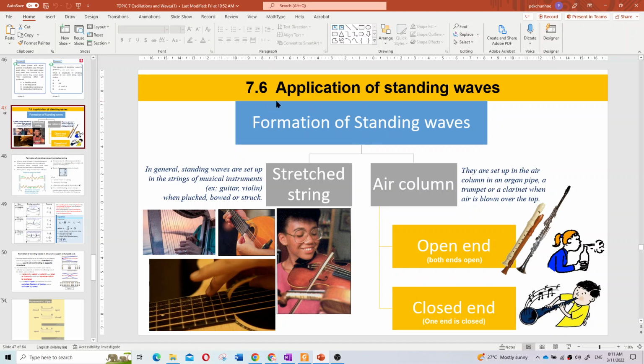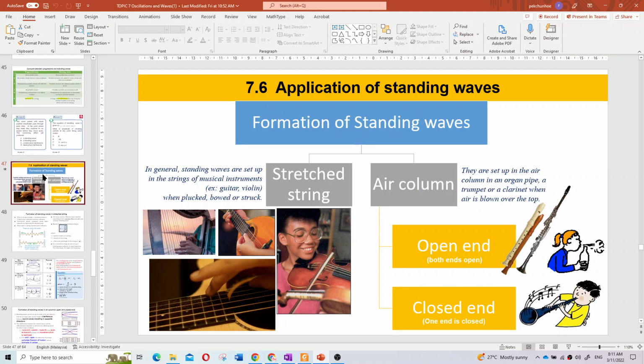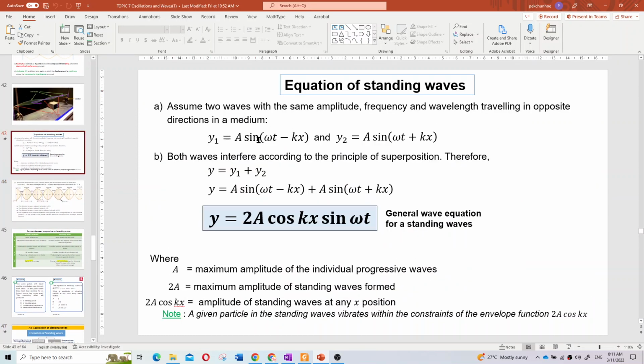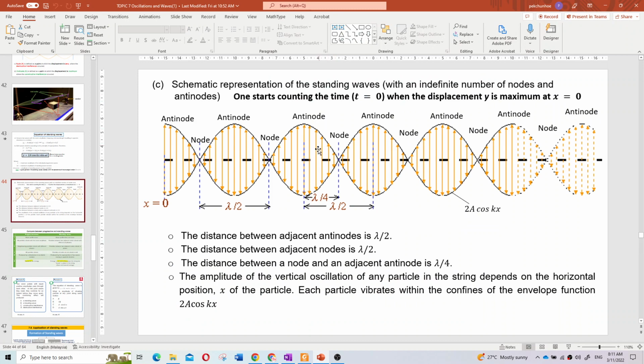So 7.6 is an application of standing wave. You have learned about standing wave previously with this formula: standing wave has the formula 2a cos kx sin omega t. And you learned that standing wave has nodes and antinodes. A node is the particle which does not vibrate at all. An antinode is the particle that vibrates at the maximum amplitude, 2 amplitude. Maximum amplitude. A node doesn't vibrate at all.